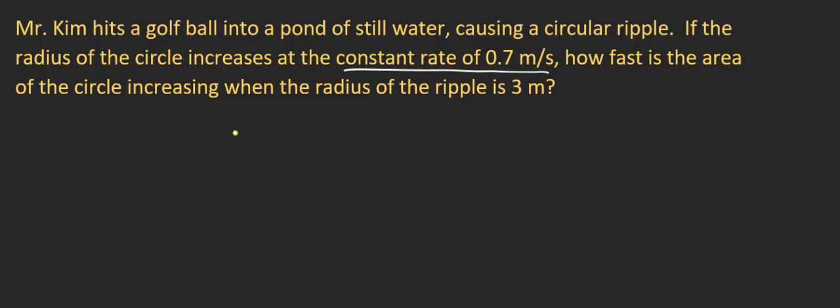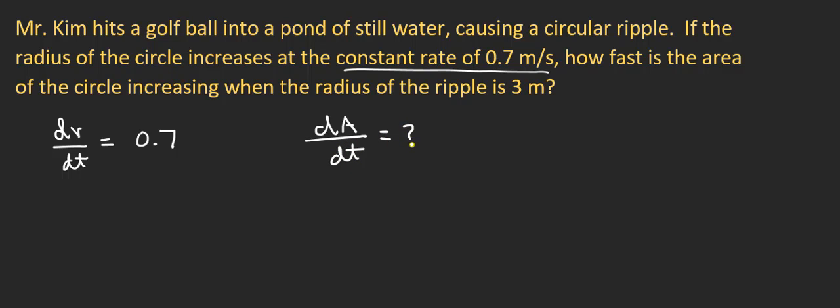This represents dr over dt, the change of radius with respect to time. That is going to be 0.7. Since dr dt is positive, you could tell that the area is increasing. It says how fast is the area of the circle increasing? We need to find dA over dt, the rate of change of the area of a circle with respect to time, when the radius of the ripple is 3 meters.